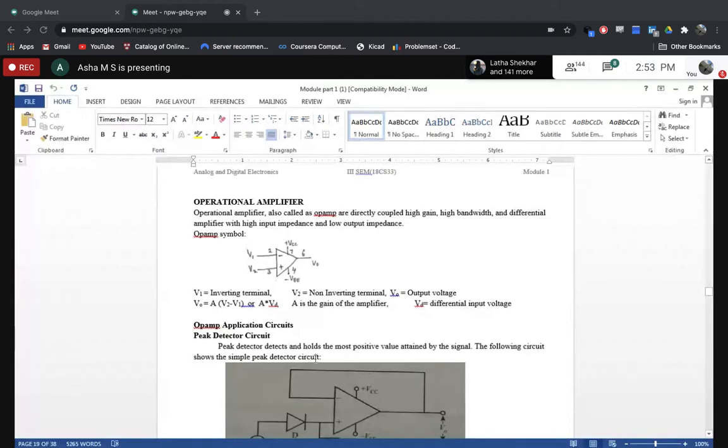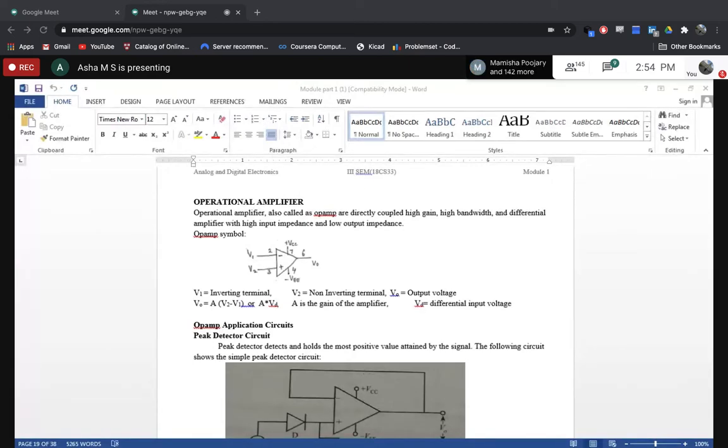So what exactly is this op amp? You know that op amp is a short form of operational amplifier. You will get this op amp in the form of an IC also. So you can have the operational amplifier in IC form. It's an 8-pin IC.